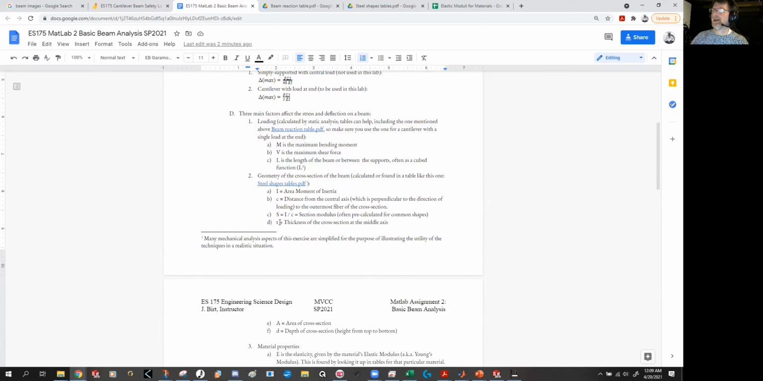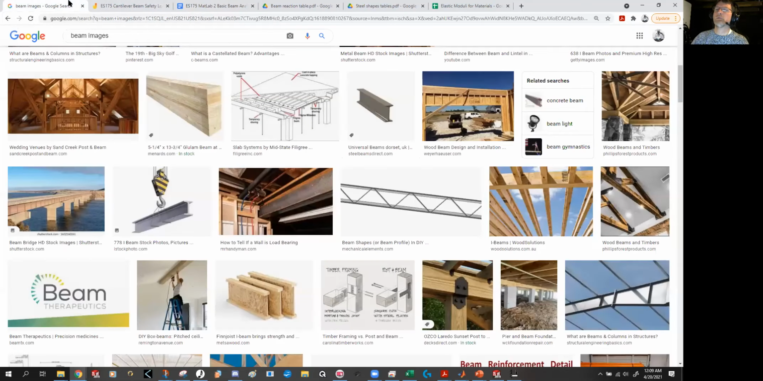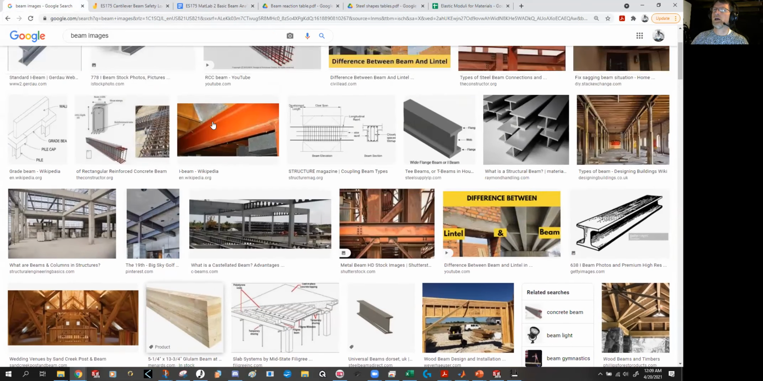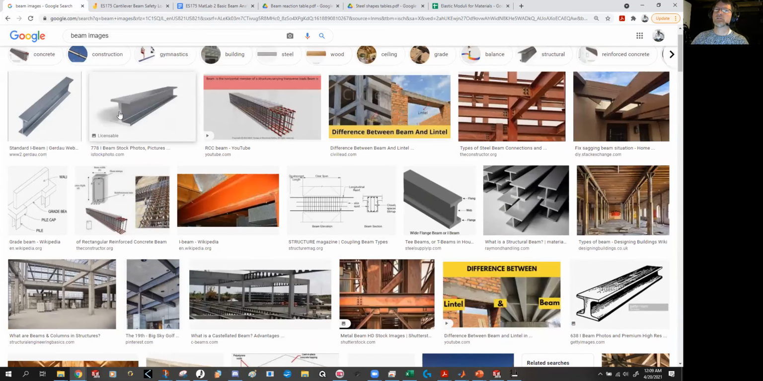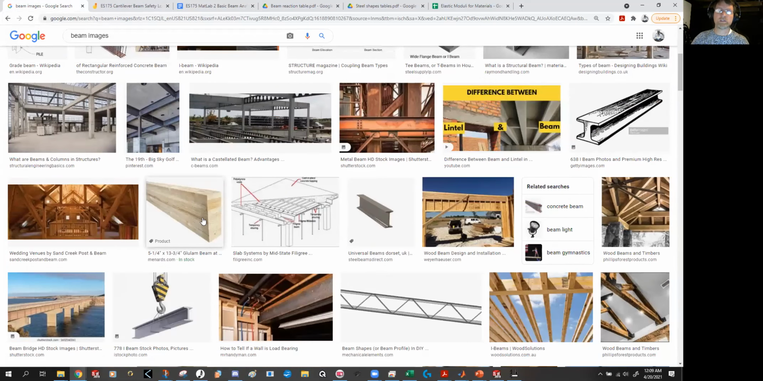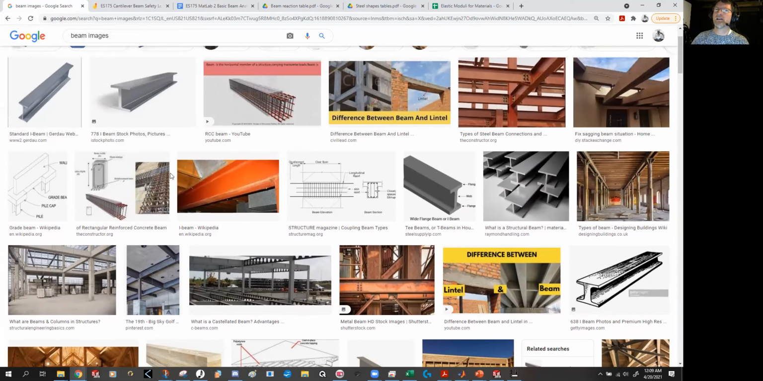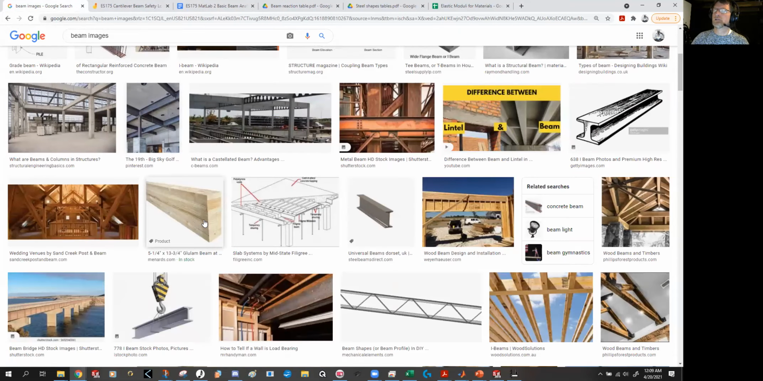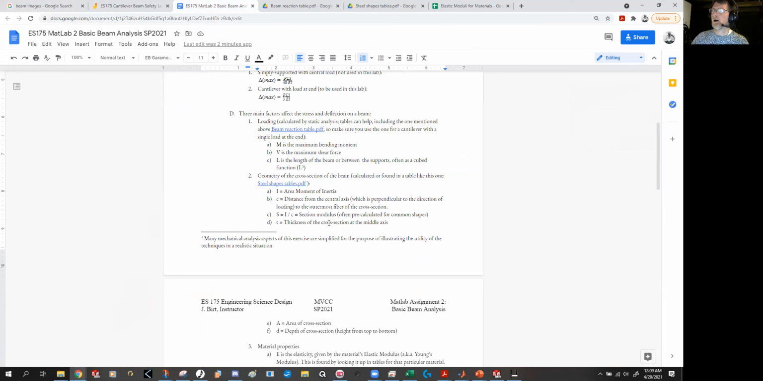So it's nice. And T is the thickness of the cross section at the middle axis. So if you go to beam images again, the thickness here is just right across here. And the thickness of an I-beam is right down the middle here. It's relatively thin compared to the wood. There's reasons for that. I can talk to you about that later, why they're designed differently, like an I here and just a rectangle here. Those are all good questions you're probably thinking, but that's not what I'm going to answer today.